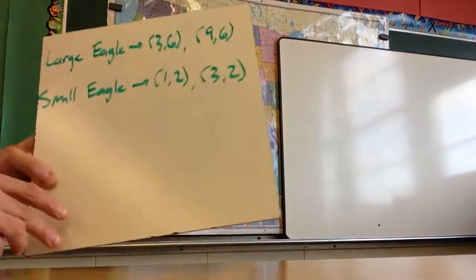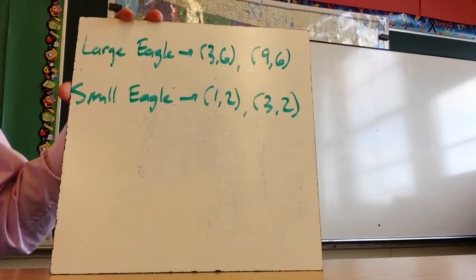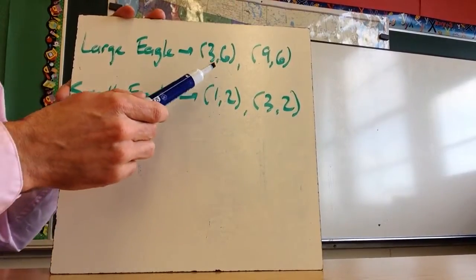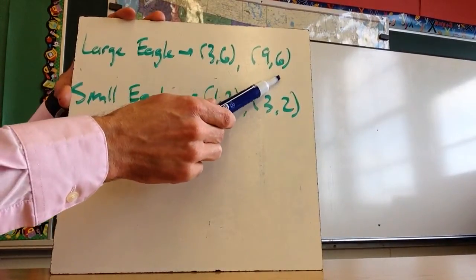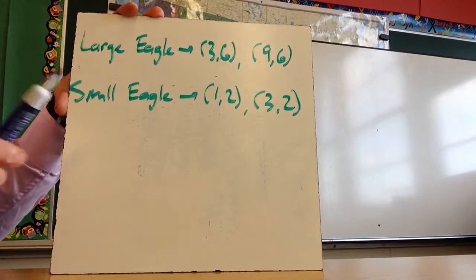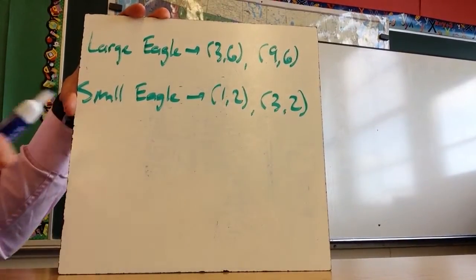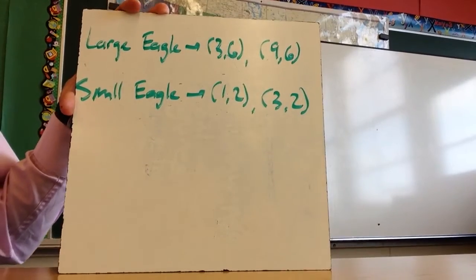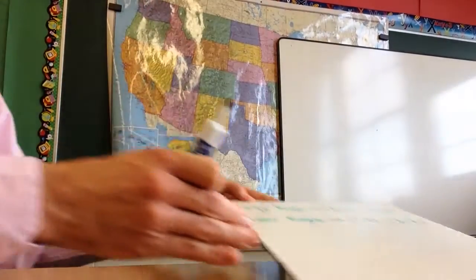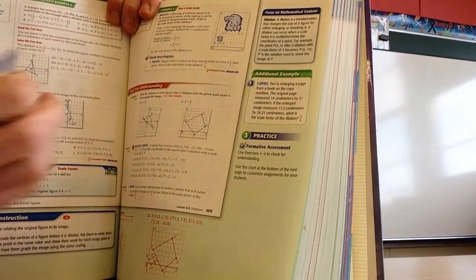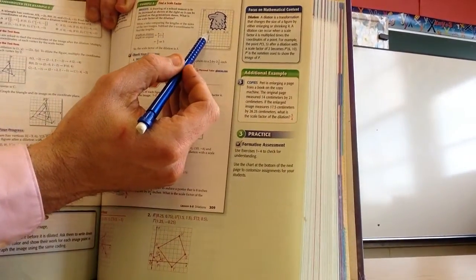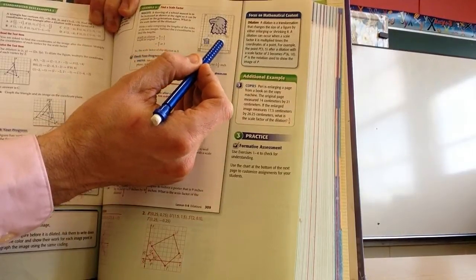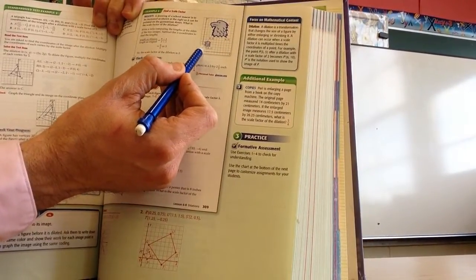So if you look at the larger eagle, when you're looking at the coordinates, which may have been difficult to see, it was 3,6 and 9,6, and the smaller eagle was at 1,2 and 3,2. So the idea is, how do we figure out what the scale factor is? What we can do is take the length of the eagle. So I'm going to come back to that in just a second. Let's take a look one more time. If I'm looking at the length, I'm talking about this.